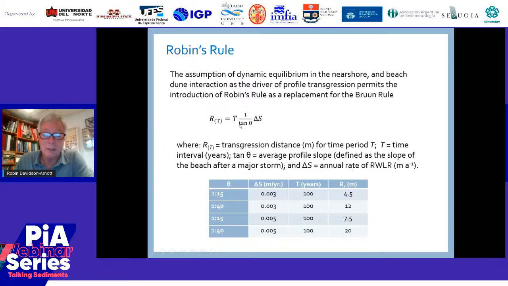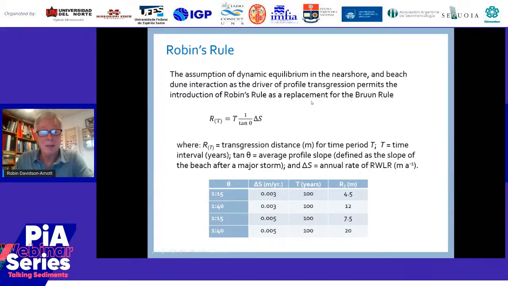But a key difference here is that this slope is not something that goes from the dune crest to the seaward limit of the nearshore. The slope that we're interested in is the slope of the beach profile after a major storm. In other words, the storm profile. So it's the average storm beach profile slope. That's often a little steeper than the slope that would come out for the Bruun rule. But the key thing is, it's not reliant on the nearshore. We don't have to worry about what's happening in the nearshore.